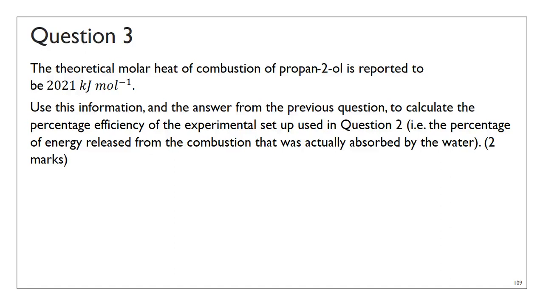Moving on to question 3. So question 3 is a continuation of the same experiment used in question 2, so you have to do them together. The theoretical molar heat of combustion of propan-2-ol is reported to be 2021 kilojoules per mole. Use this information and the answer from the previous question to calculate the percentage efficiency of the experimental setup used in question 2. That is the percentage of energy released from the combustion that was actually absorbed by the water.